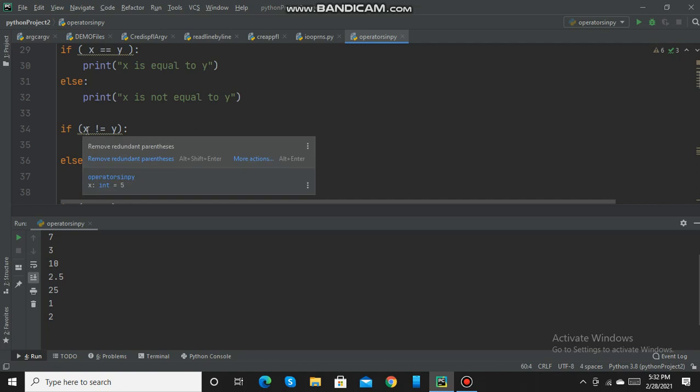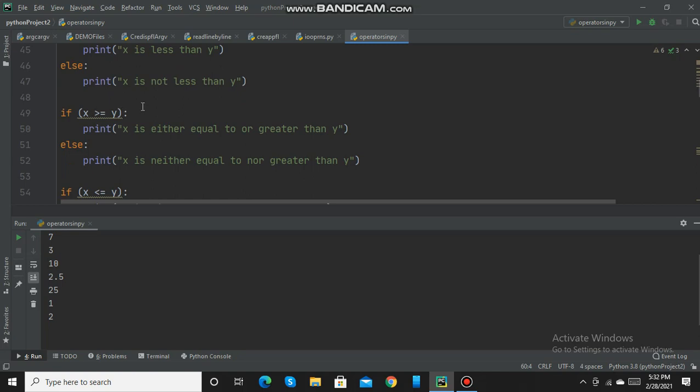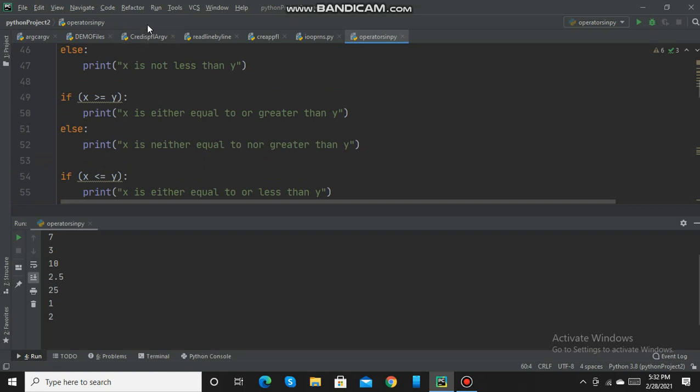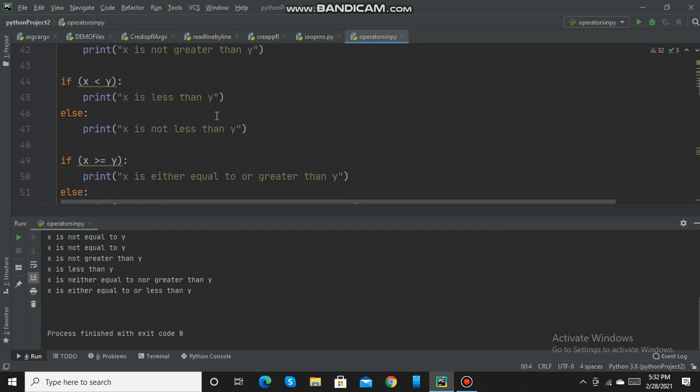Then here I am checking for non-equality, that is x not equal to y. Then checking x greater than y, then x less than y. Then here I am checking x greater than or equal to y. Then here x less than or equal to y. So we will run this.